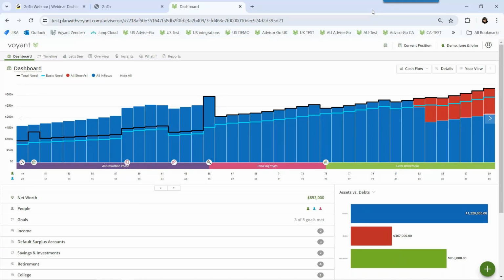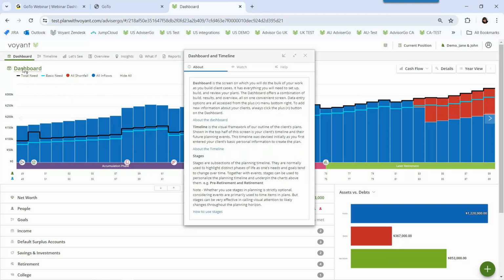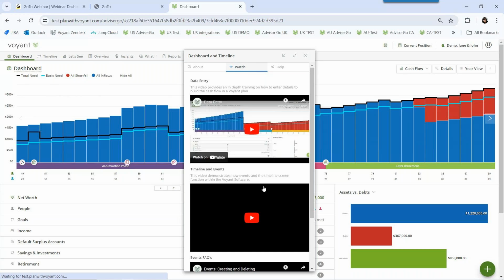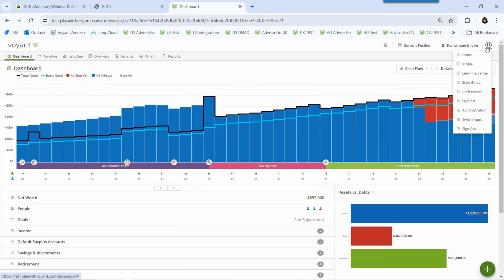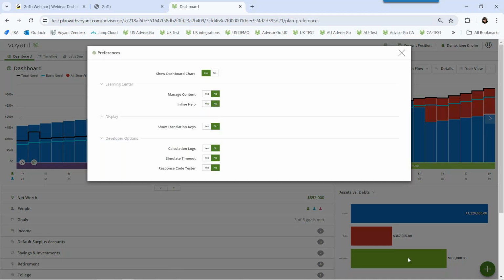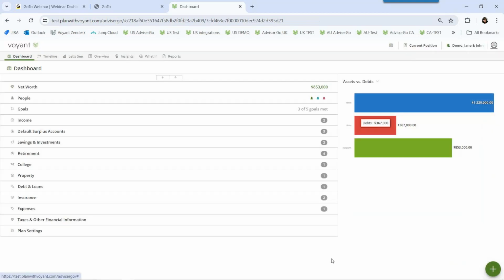As far as starting off this webinar on presentations, I like to start in the dashboard view. There's a couple of things that I would recommend doing before your presentation just to set yourself up for success. The first thing is you'll notice by default you have all of these underlined inline help links. These are really helpful whenever you're planning in the software as they have a lot of great information. But just to avoid you accidentally hitting any of these links and it throwing off your presentation, I would suggest going up to the silhouette icon in the top right, go to Preferences and turn the inline help off. And I would also turn off your dashboard chart, and I will show you why in just a second.